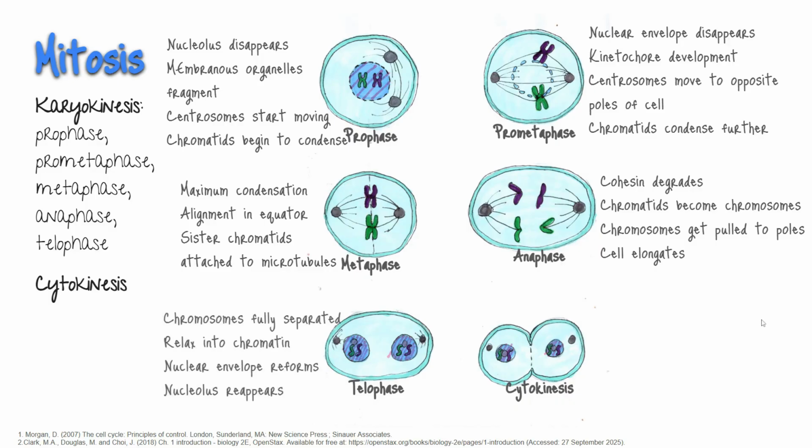Telophase. Chromosomes reach opposite poles and begin to decondense, relaxing into chromatin. Nuclear envelope and nucleolus reforms.